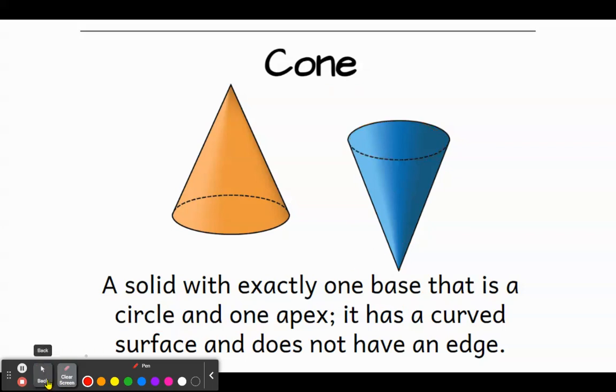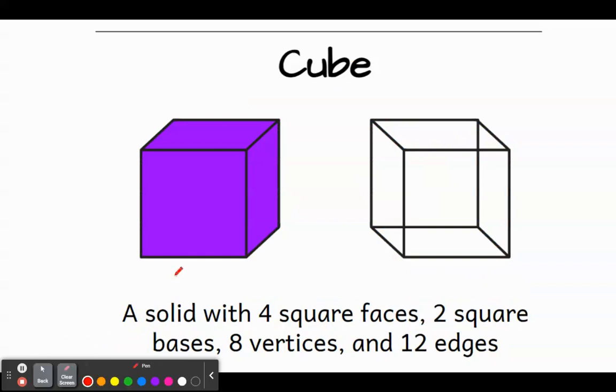That is a cone. Then we have a cube. A cube has four square faces and two square bases. Bases are going to be the top and the bottom. It has 8 vertices, which is where the edges meet, and 12 edges, which is where our faces meet.